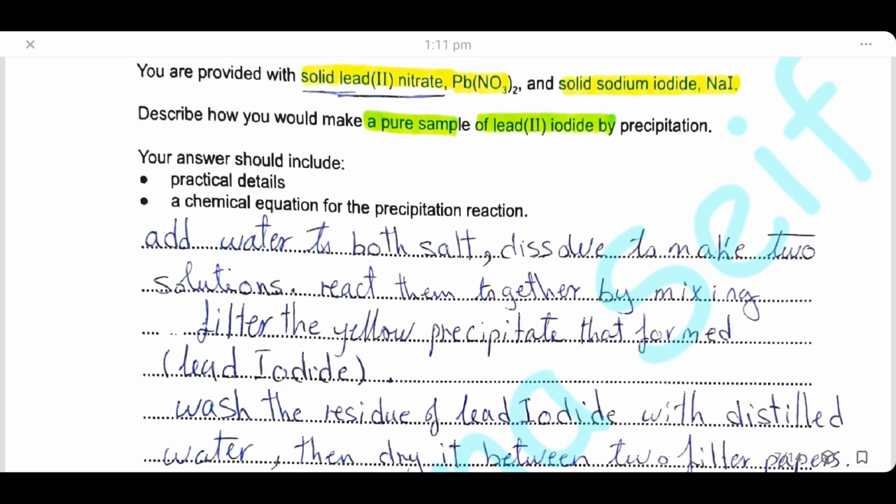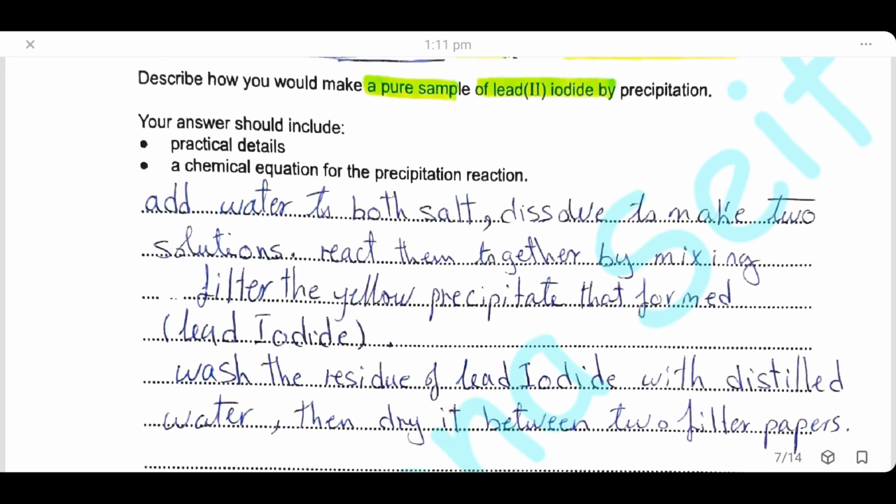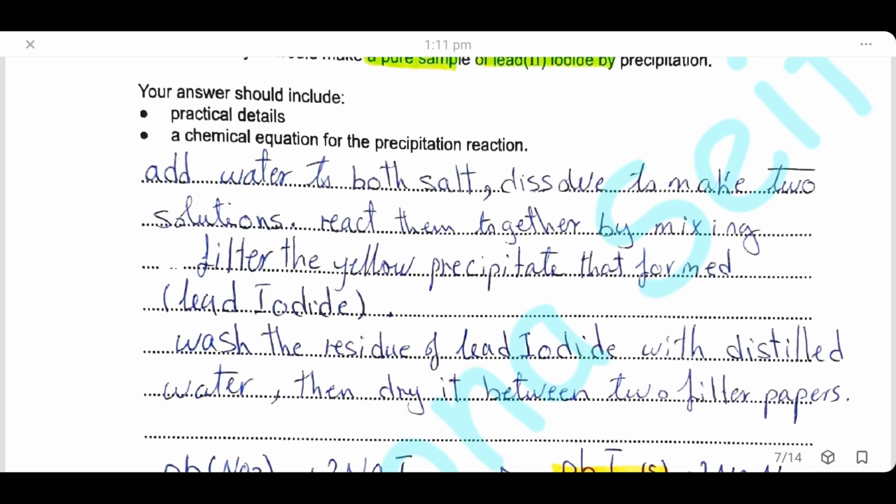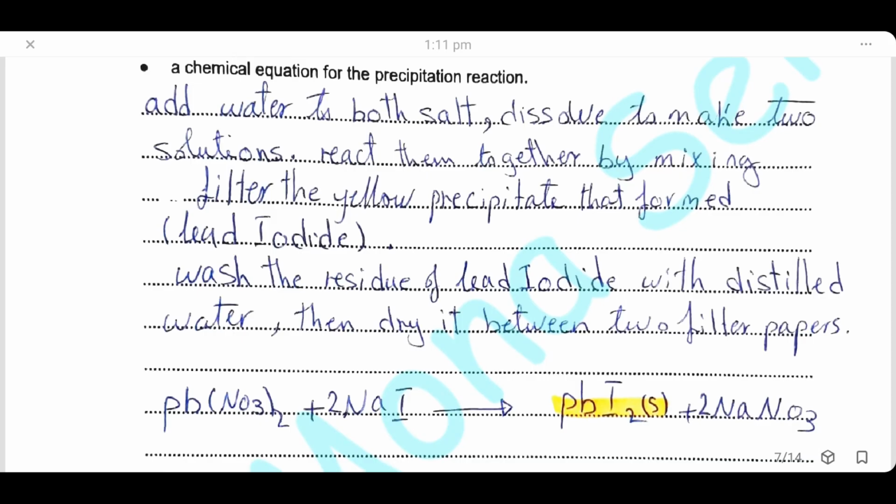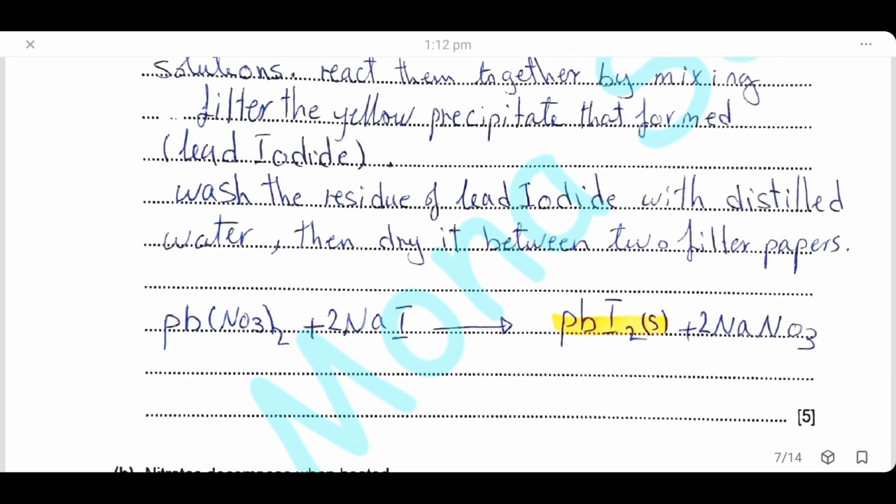So first, in two different test tubes, add water to both salts, dissolve them to make two solutions, react these solutions together by mixing, and filter the yellow precipitated lead iodide that's formed. To obtain a pure sample, you have to wash the residue of the lead iodide with distilled water, then dry it between two filter papers.